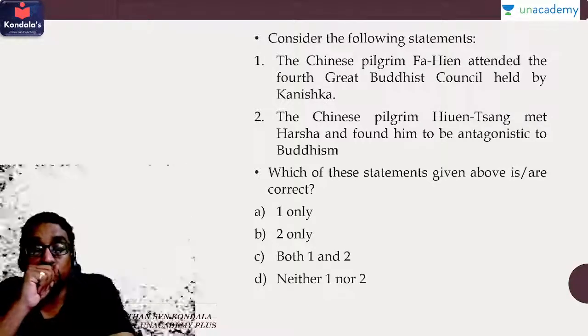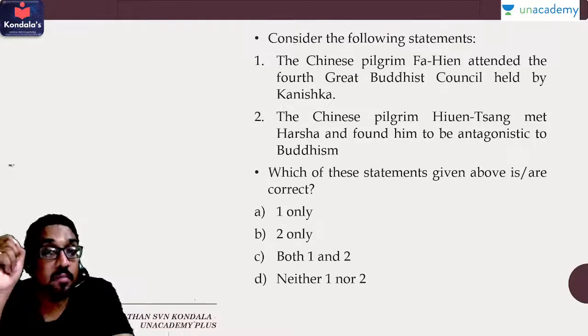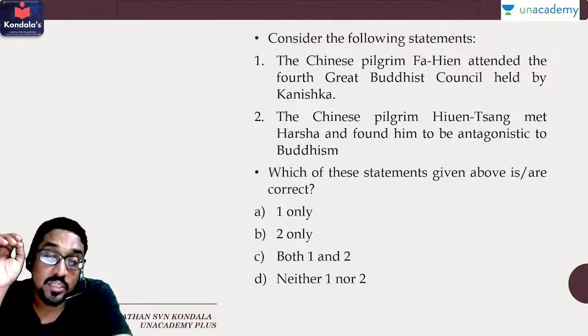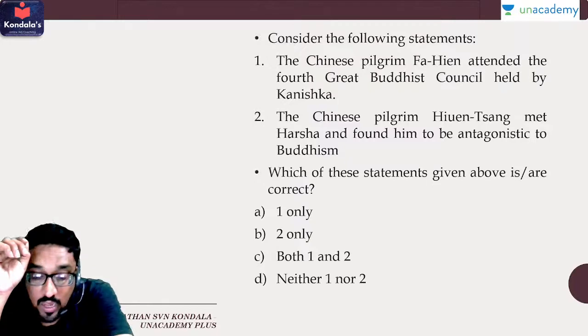Consider the following statements. Chinese pilgrim Fa Hien attended the fourth Great Buddhist Council held by Kanishka. Chinese pilgrim Huan Tsang met Harsha and found him to be antagonistic to Buddhism. Which of these statements is or are correct?